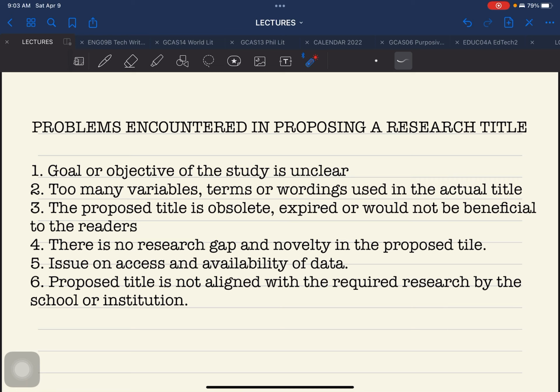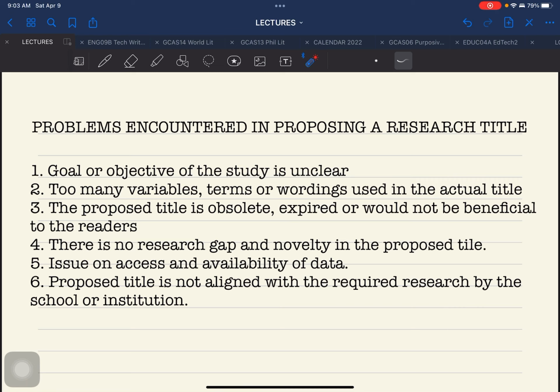Number two, there are too many variables, terms, or wordings used in the actual research title. For every institution, for every school, there are different rules in terms of the mechanics or requirements of the number of words required for a title. There are universities that state that it should only be 13 keywords, and other universities make a policy wherein it should be a maximum of 18 keywords or key terms for the title.